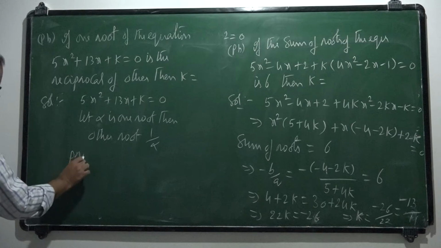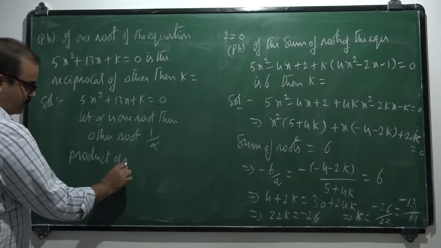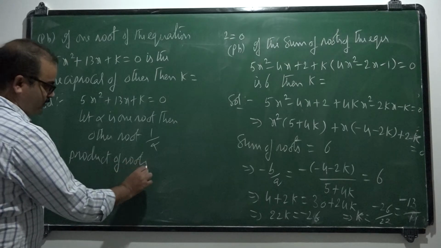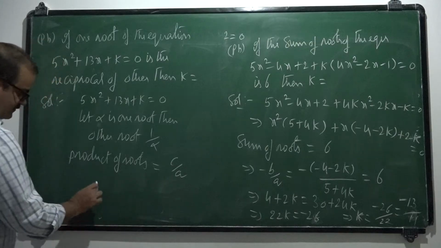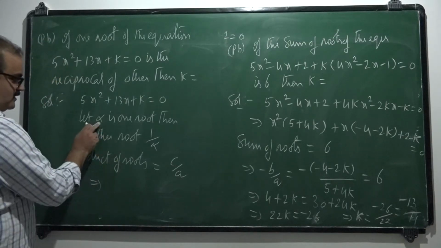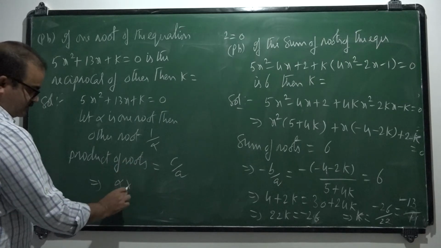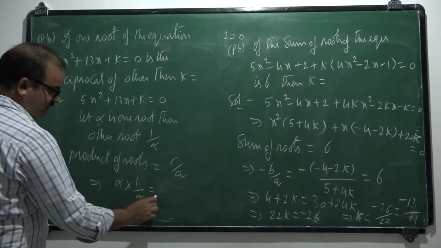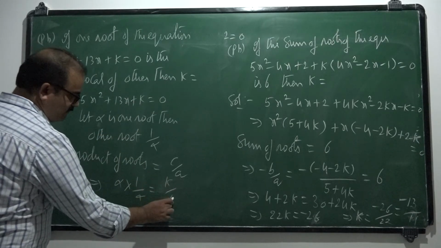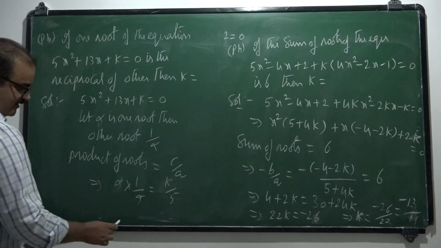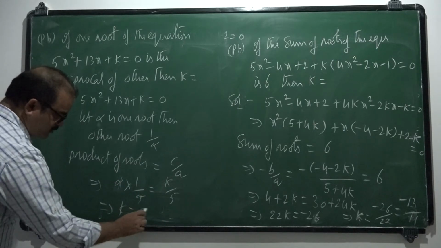Now we apply product of roots. We know product of the roots is equal to c by a. What are the roots here? Alpha and 1 by alpha. Product alpha into 1 by alpha is equal to c by a, that is k by 5. Alpha get cancelled. K by 5 is equal to 1. So k is equal to 5.